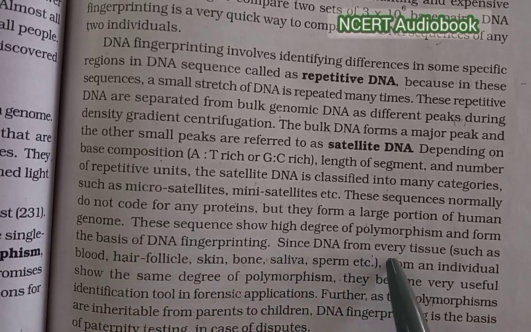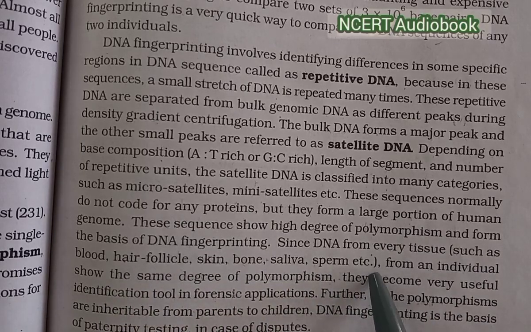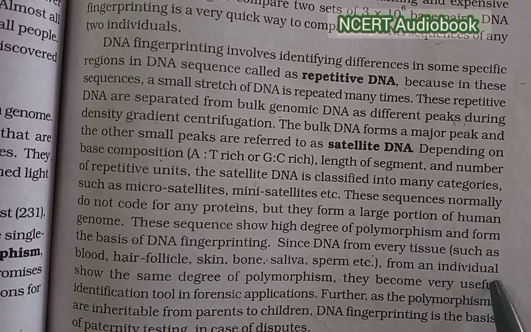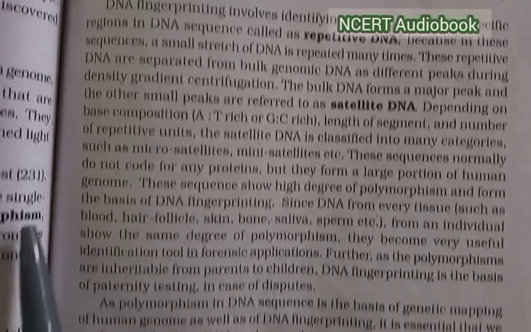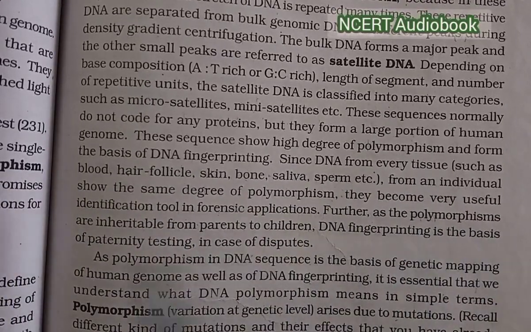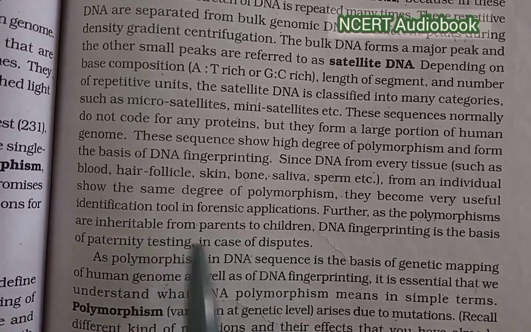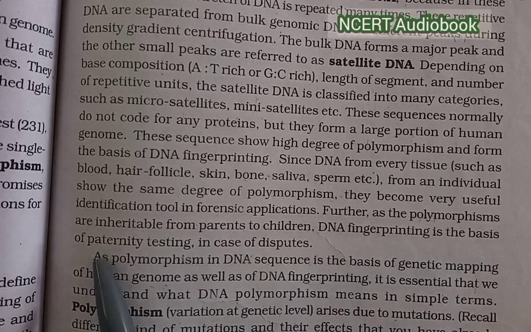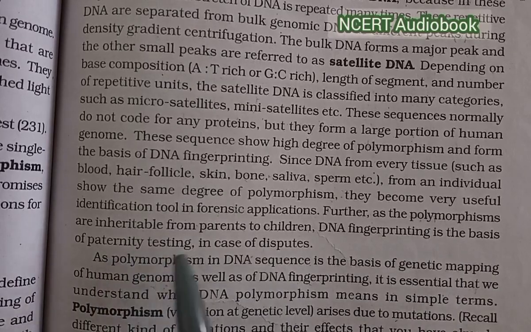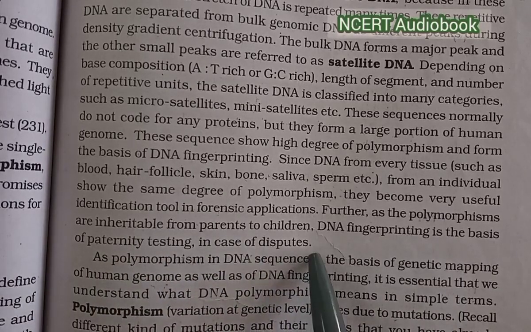Since DNA from every tissue, such as blood, hair follicles, skin, bone, saliva, sperm, etc., from an individual shows the same degree of polymorphism, it becomes a very useful identification tool for forensic applications. Further, as polymorphisms are inheritable from parents to children, DNA fingerprinting is the basis for paternity testing in cases of disputes.